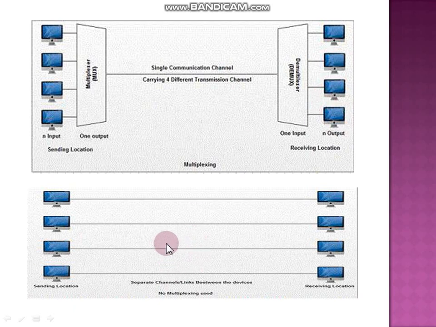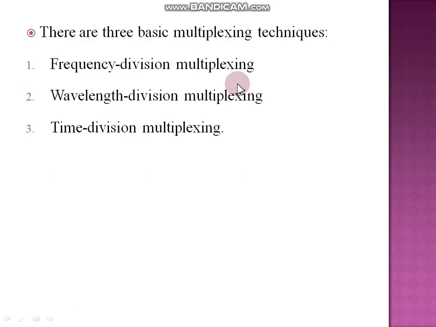This is the image for no multiplexing. Here no multiplexing is used. This is the example for multiplexing. There are 3 basic multiplexing techniques. Number 1, frequency division multiplexing. Number 2, wavelength division multiplexing. Number 3, time division multiplexing.